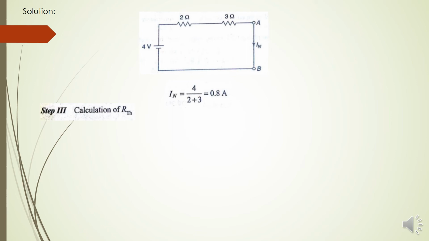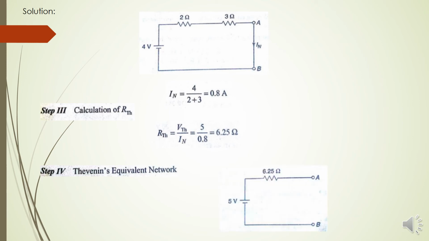Step 3 is the calculation of RTH. In this case, RTH is VTH by Norton's current. As previously we have calculated VTH and IN, substitute these values and we will get the value of RTH. And the final step is the Thevenin's equivalent network with VTH, RTH and terminals A and B.